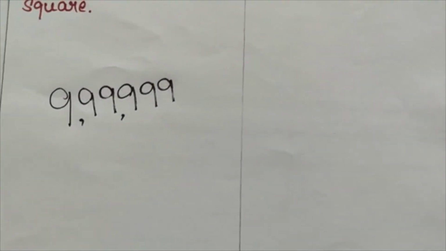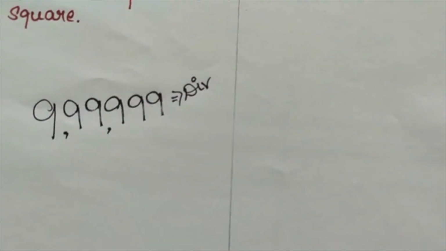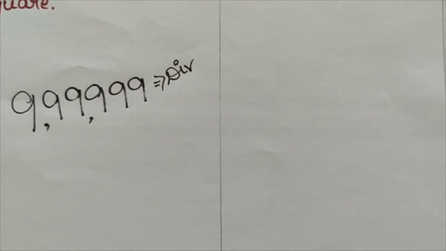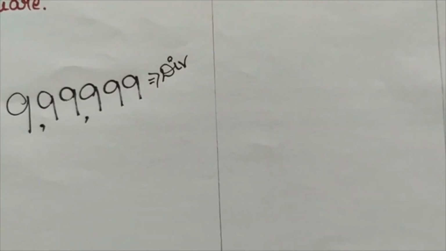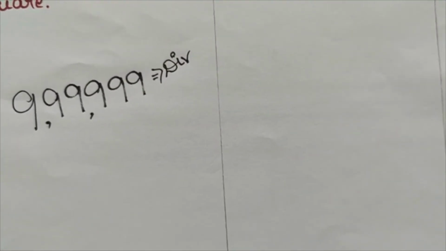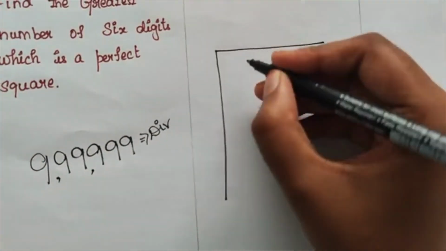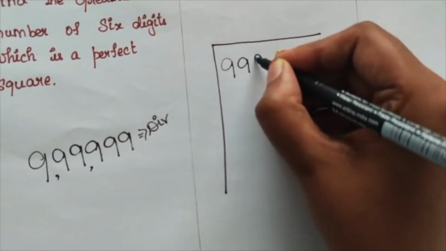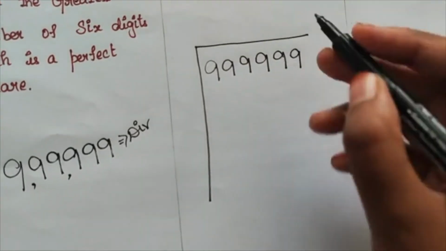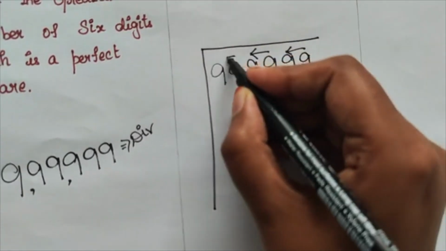So let us take this number as dividend. Taking this number as dividend, we can use the long division method. We can find a remainder. If we subtract the remainder from the dividend, we get the largest 6-digit number which is a perfect square. So this is the number 9,99,999. In order to do long division, we need to divide them into pairs from right to left.